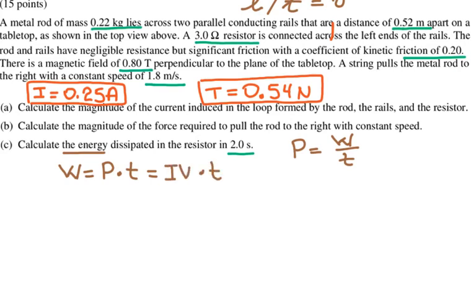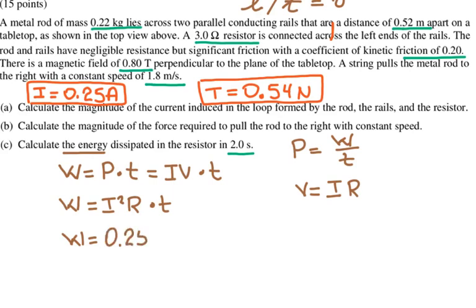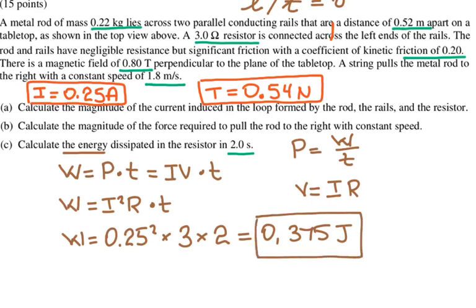So the power is IV times the time. And because I have resistance and I have the current, I can use a different formula. So instead of IV, I can say I squared R times the time, because V is equal to I times R. If you have I times V, that gives you I squared R. So the work is equal to I is 0.25 squared. The resistance is 3, and the time is 2 seconds, and that will give me 0.375 joules. So that's how much work will be done by the current flowing through the resistor.